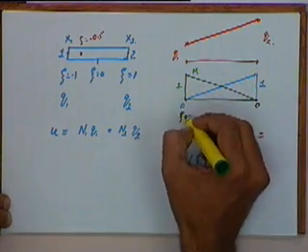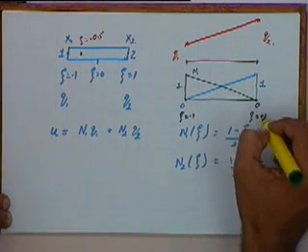At this point we have zeta equal to minus 1, here we have zeta equal to plus 1.